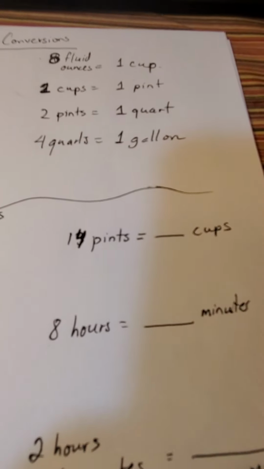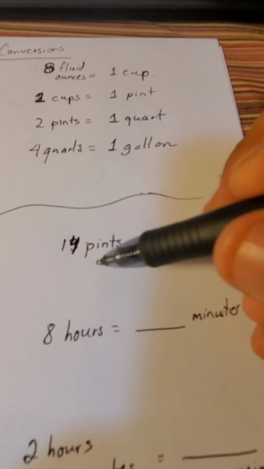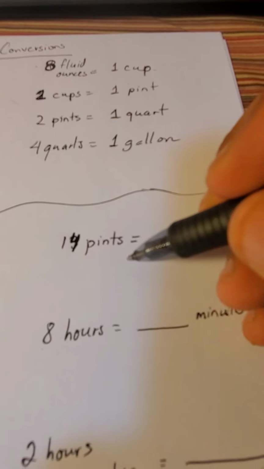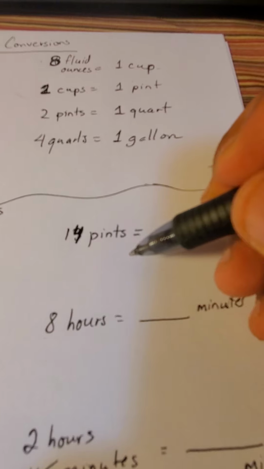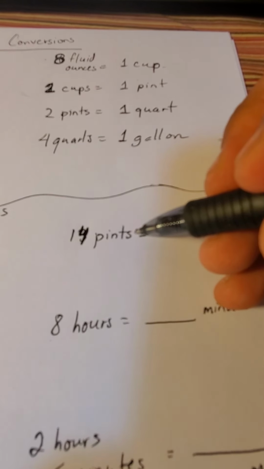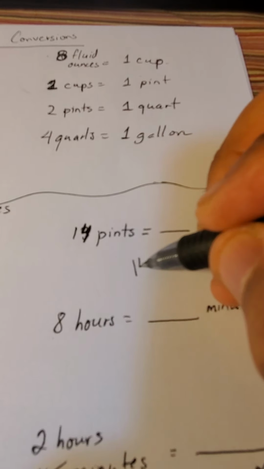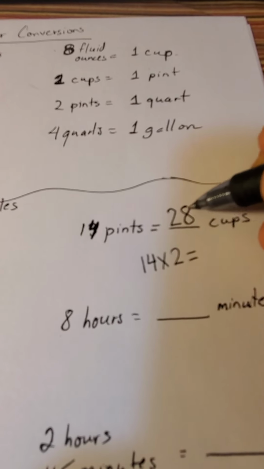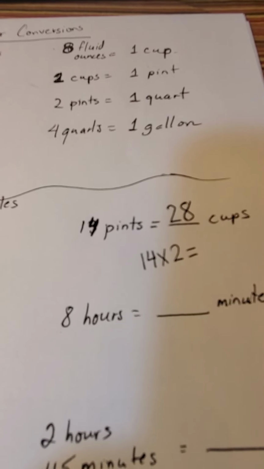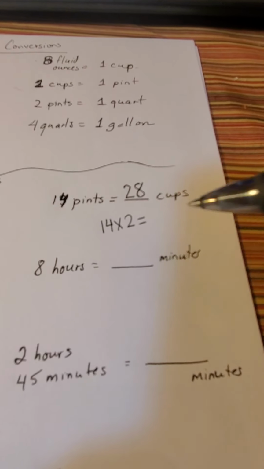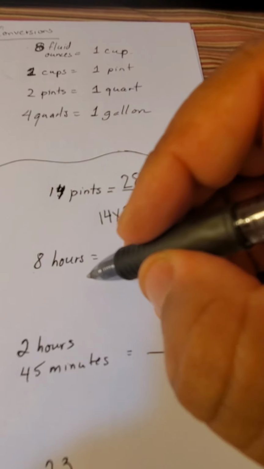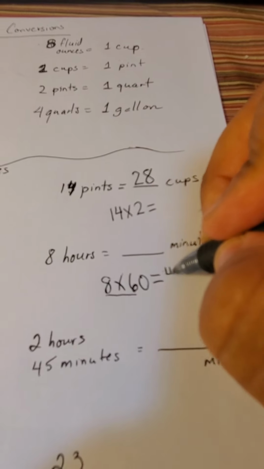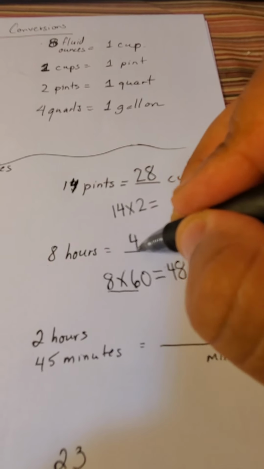Okay, what about 14 pints? How many cups would that be? Well, I know 2 cups equals 1 pint. So 14 pints will be 14 times 2 cups. And that's 28 cups. All right, 8 hours, how many minutes? Well, I know 1 hour is 60 minutes, so it'll be 8 times 60. Well, 8 times 6 is 48, so 8 times 60 is 480.